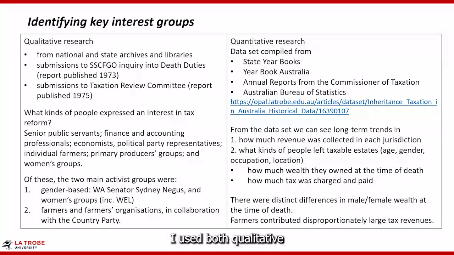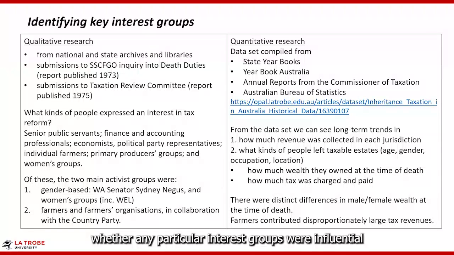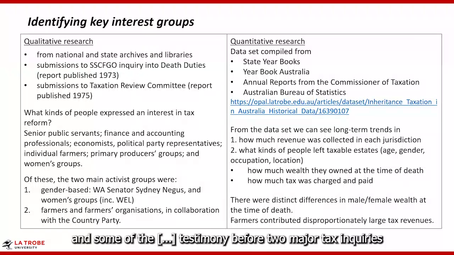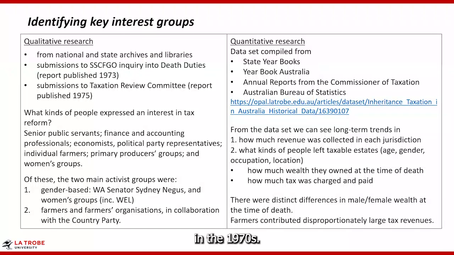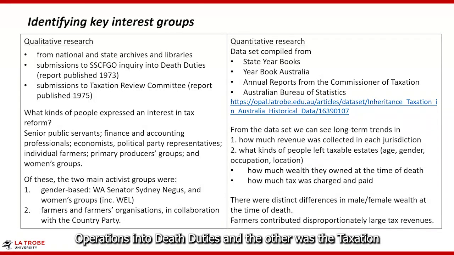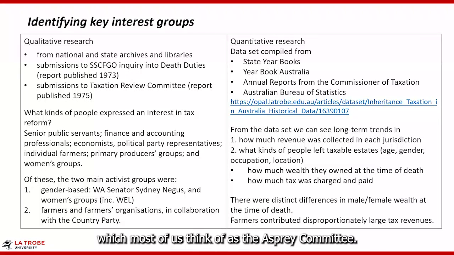I use both qualitative and quantitative methods to try to establish whether any particular interest groups were influential in the whole process. The qualitative research involves the examination of a really broad range of archival materials. Very useful were the submissions and some of the testimony before 2 major tax inquiries in the 1970s. One was the Senate Standing Committee on Finance and Government Operations and Death Duties, and the other was the Taxation Review Committee, which most of us think of as the Asprey Committee.